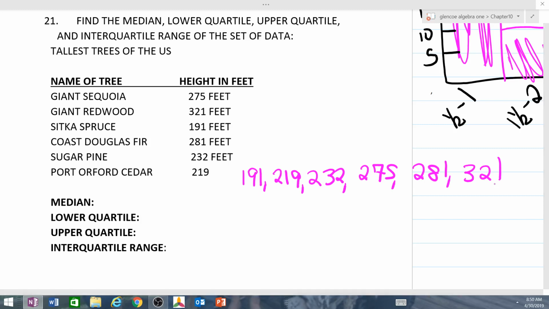So, we have 2 middle numbers, is that correct? Okay. So our 2 middle numbers are right here. So we are going to add them together and divide by 2, and what do you guys get for the median? 253.5? I think I got something else.